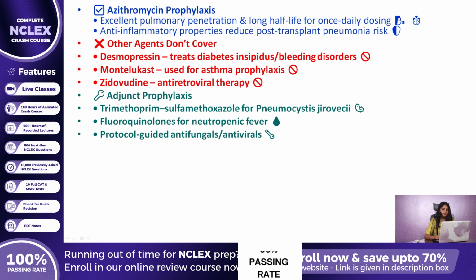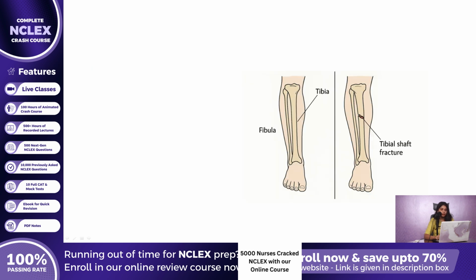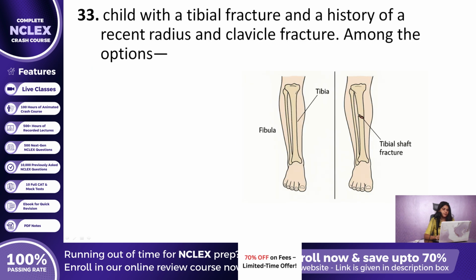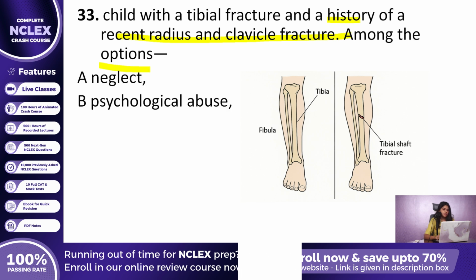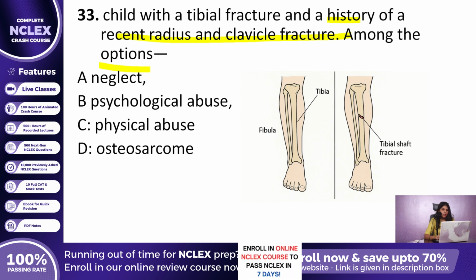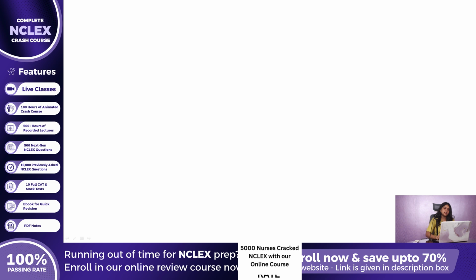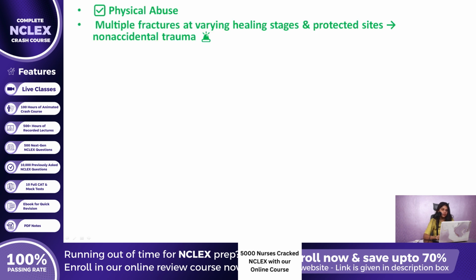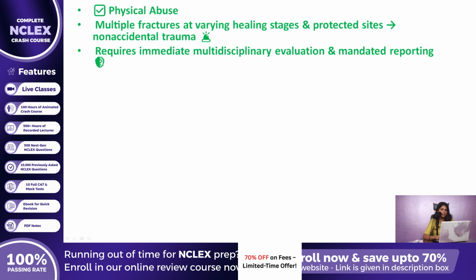Question 33. Next, consider a child with a tibial fracture and a history of a recent radius and clavicle fracture. Among the options, A. Neglect, B. Psychological abuse, C. Physical abuse, or D. Osteosarcoma. The most concerning is C. Physical abuse. Multiple fractures at different healing stages and at protected sites strongly suggest non-accidental trauma, prompting immediate multidisciplinary evaluation and mandated reporting.